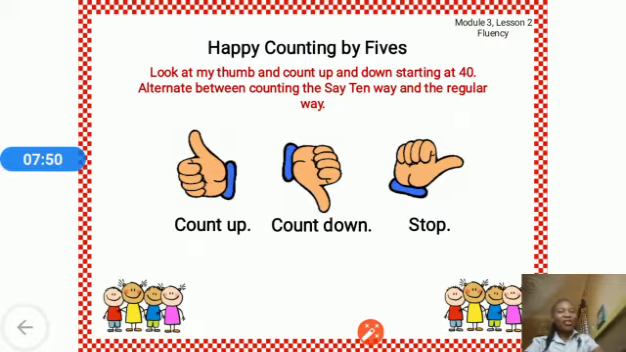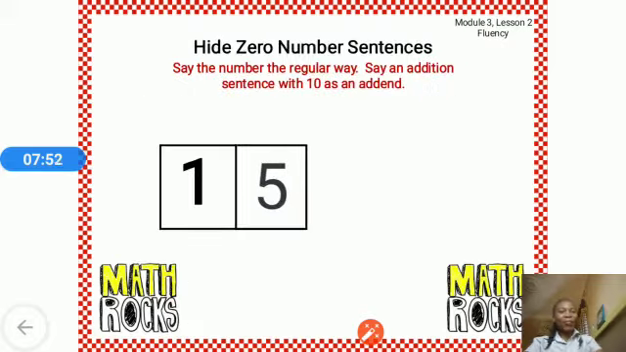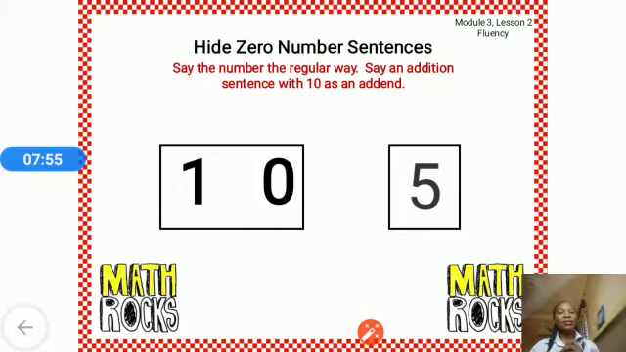Now let's go to the second fluency. Now, this is hard zero number sentence. You can call it hard zero card. You call it hard zero card because the zero is always hidden. For this you're seeing, it has been separated. The zero is always under the ones. For instance, we have 10 and 5 here. 10, 5. And 10, 5 is what? 15. Good. So we're going to say the number the regular way.